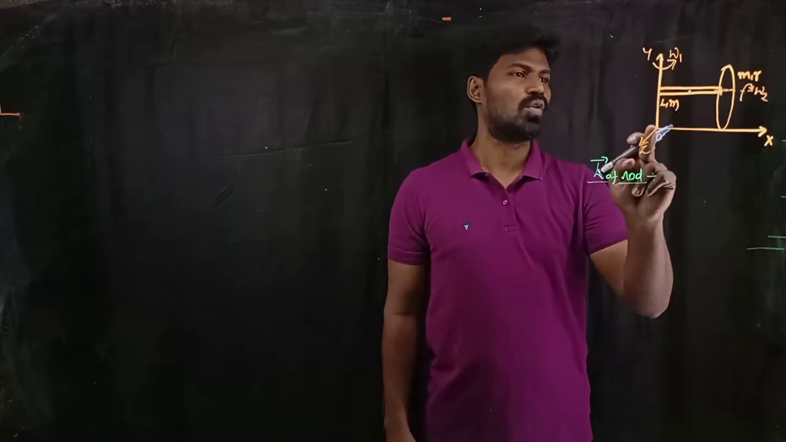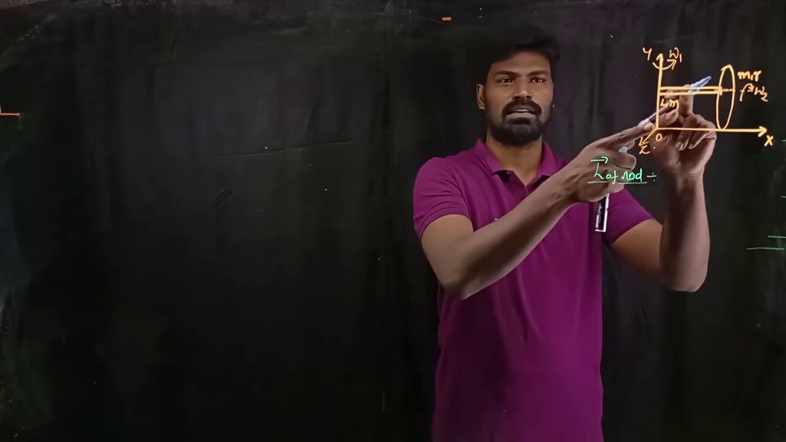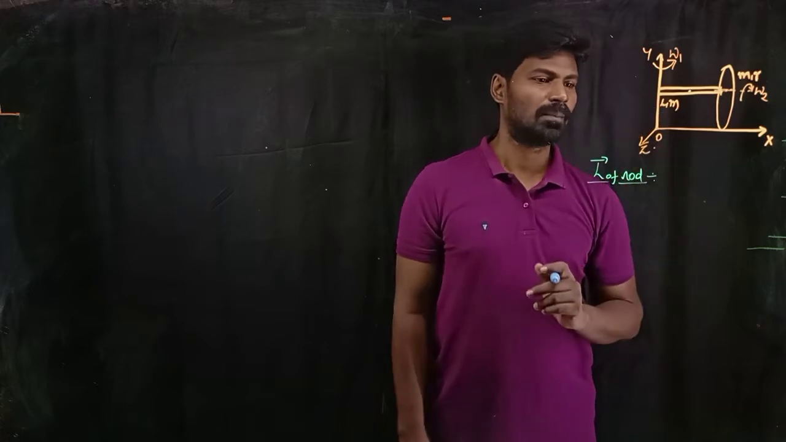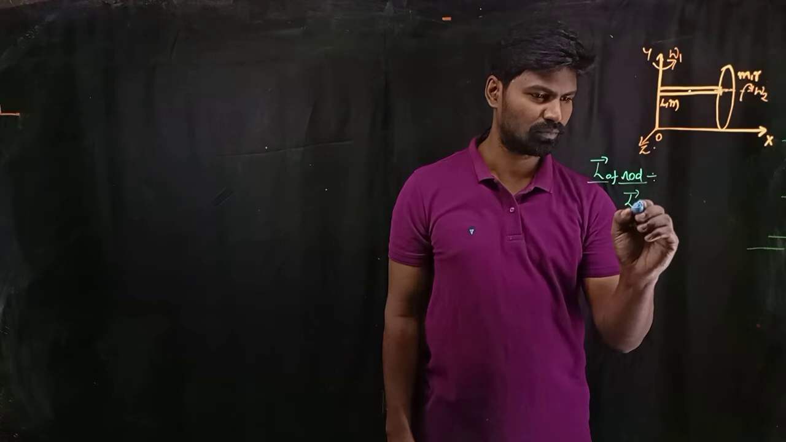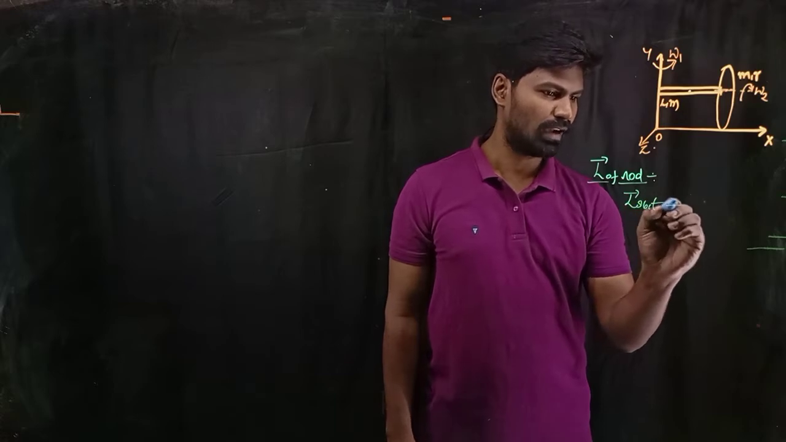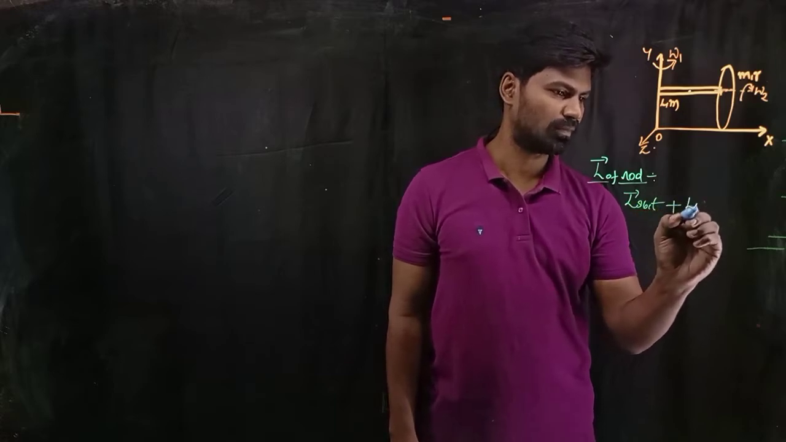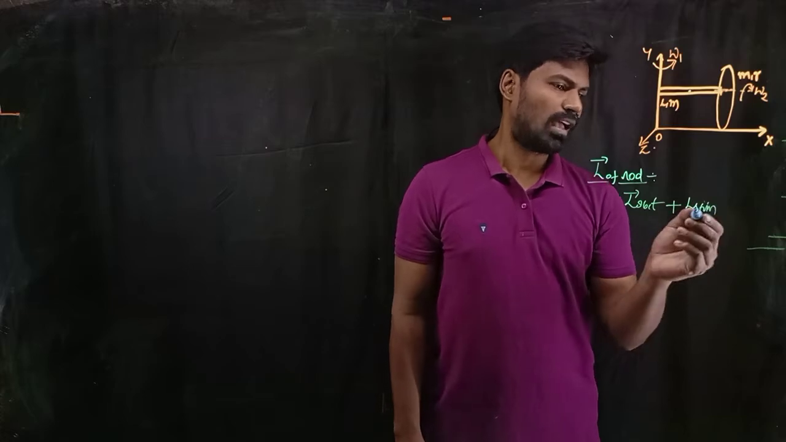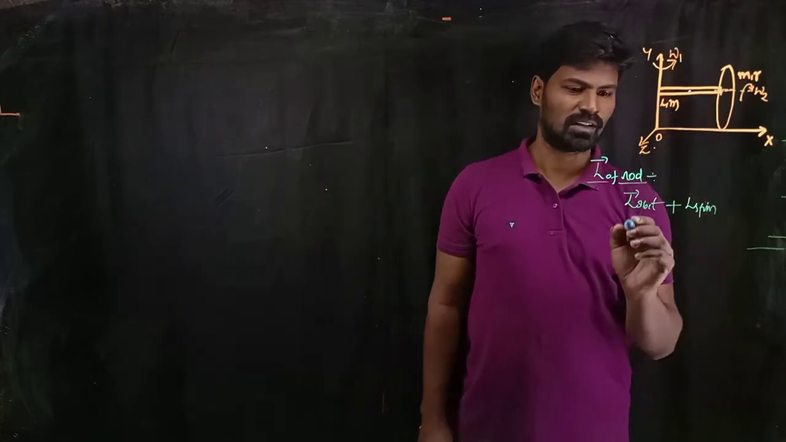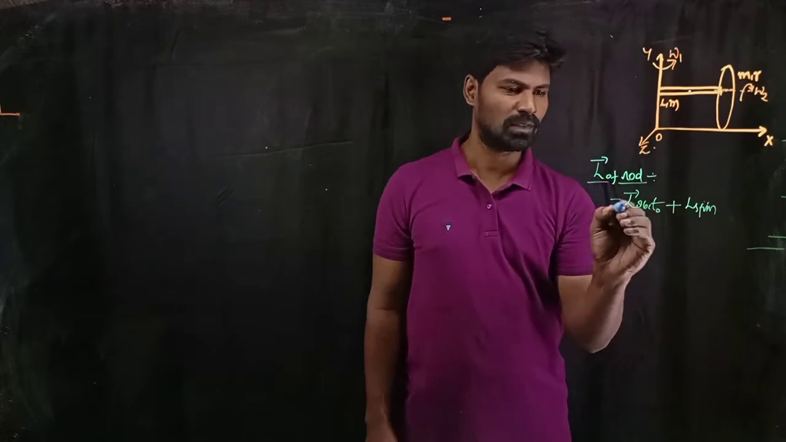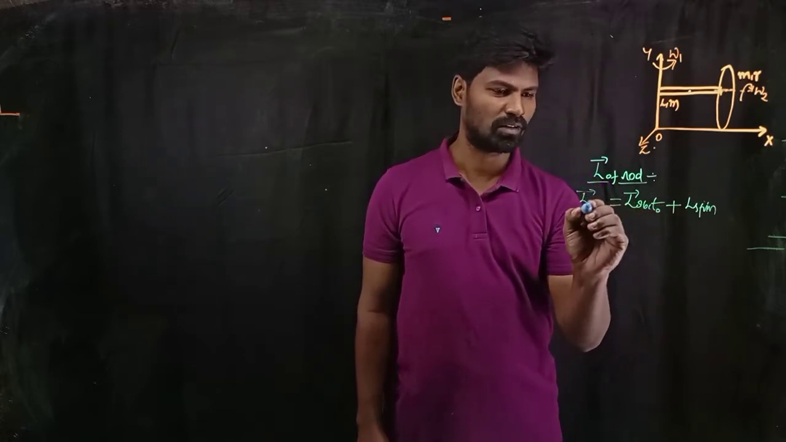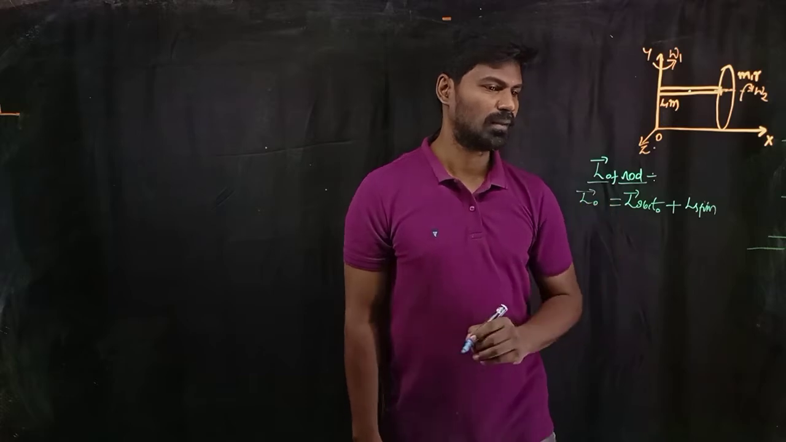This axis O is not passing through the center of mass, because of which this body has both orbital angular momentum and spin angular momentum. As usual, spin is always with respect to center of mass only. Orbital angular momentum with respect to O. This is the total angular momentum of the rod about O.